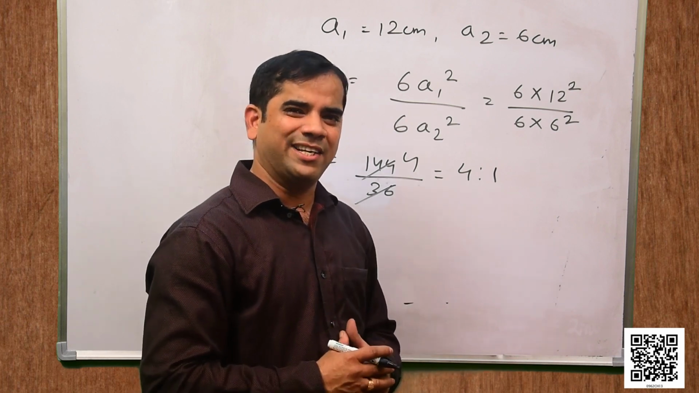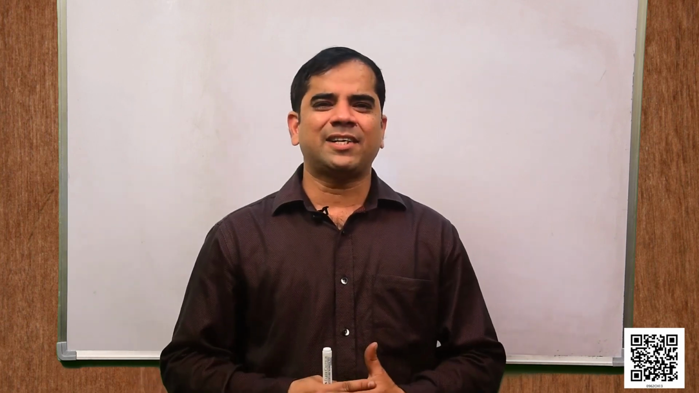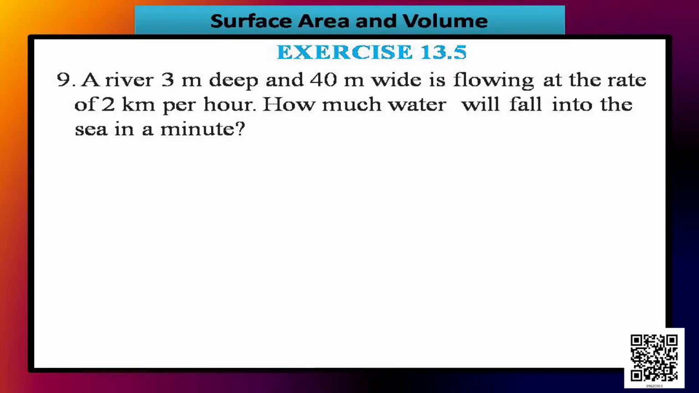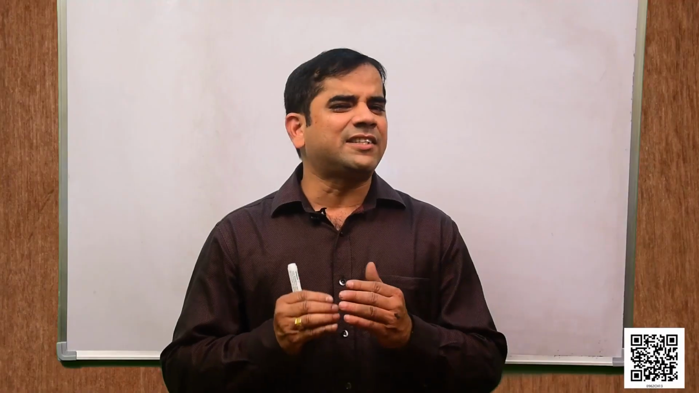Hope you understand this. Students, let us now solve question number 9. It says a river 3 meter deep and 40 meter wide is flowing at the rate of 2 km per hour. How much water will fall into the sea in a minute? This is a tricky one.